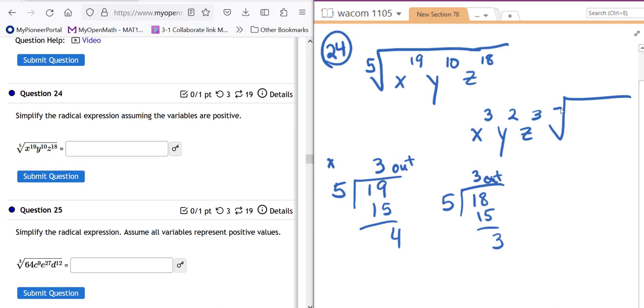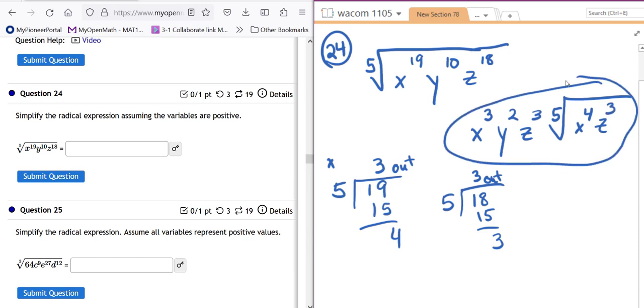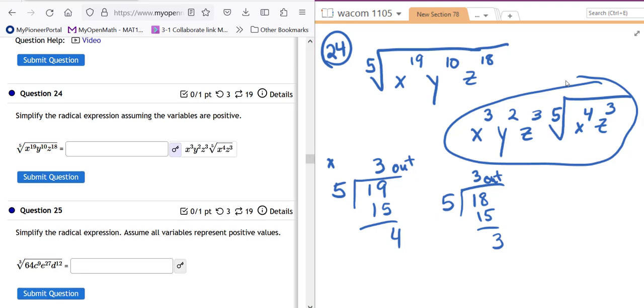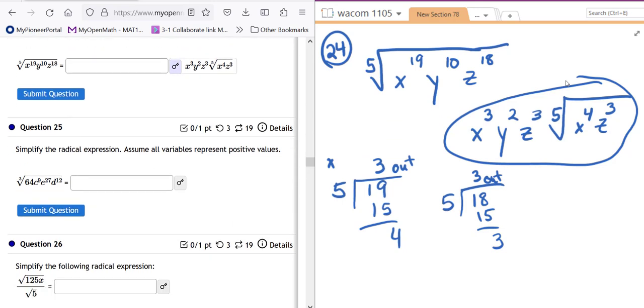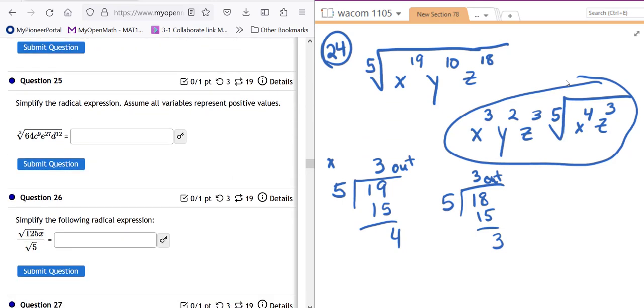You put your radical back, and we had leftovers on the x's. We had 4, and we have leftovers on the z's. We have 3. So this whole thing should be your answer. Good. All right, I'm going to skip 25 because they are perfect powers.